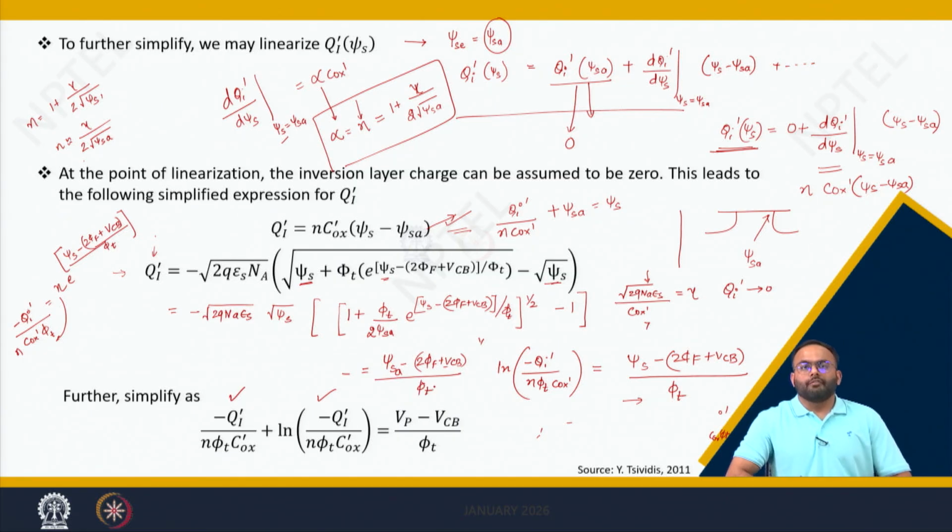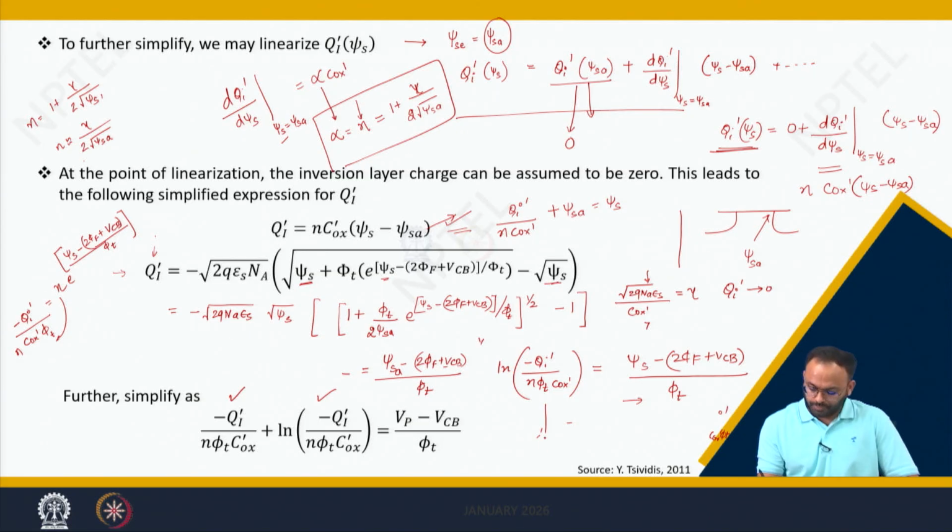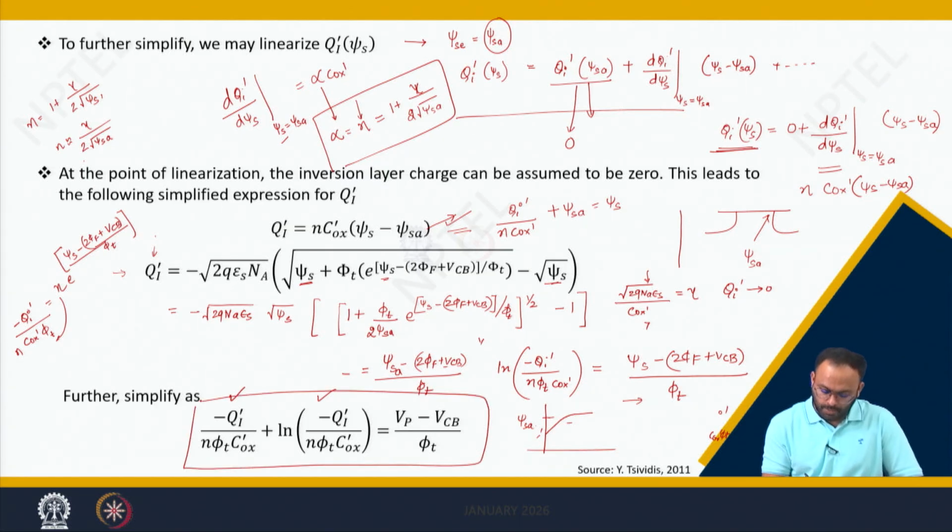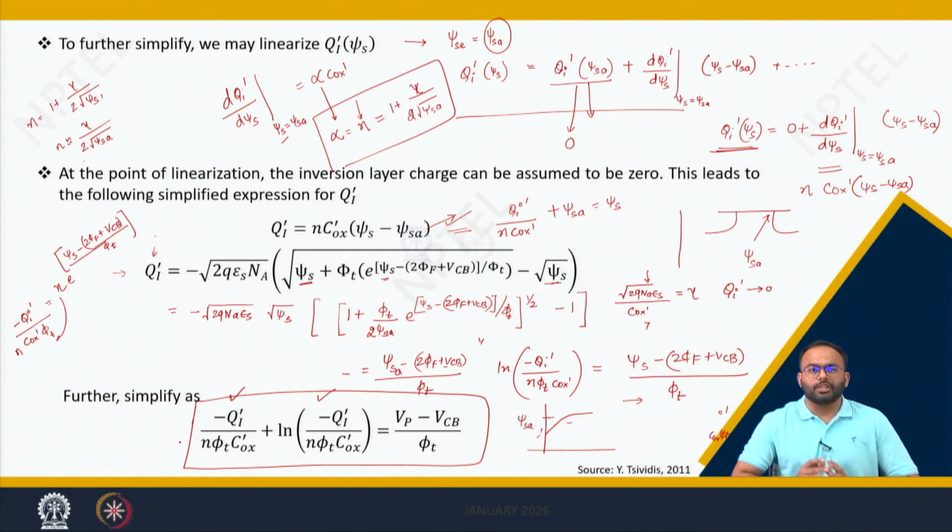Now you remember we have defined a pinch off voltage. We said that when you increase the VCB, there will be a point where the surface potential attains a value of psi SA, correct? That is defined as pinch off voltage. So we will just replace that pinch off voltage definition here, and ultimately we will get this simplified form which relates the inversion charge with respect to VCB. We will incorporate this inversion charge expression in our drain current expression, and we can find out the drain current expression only in terms of inversion charge.